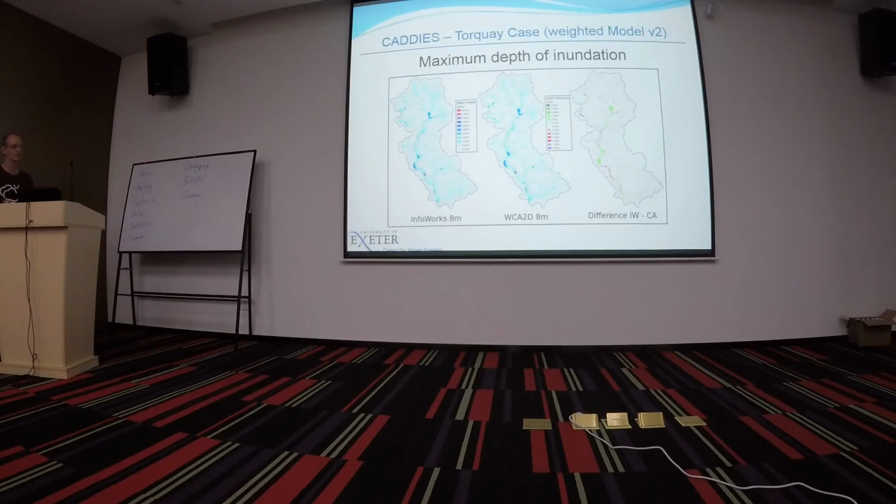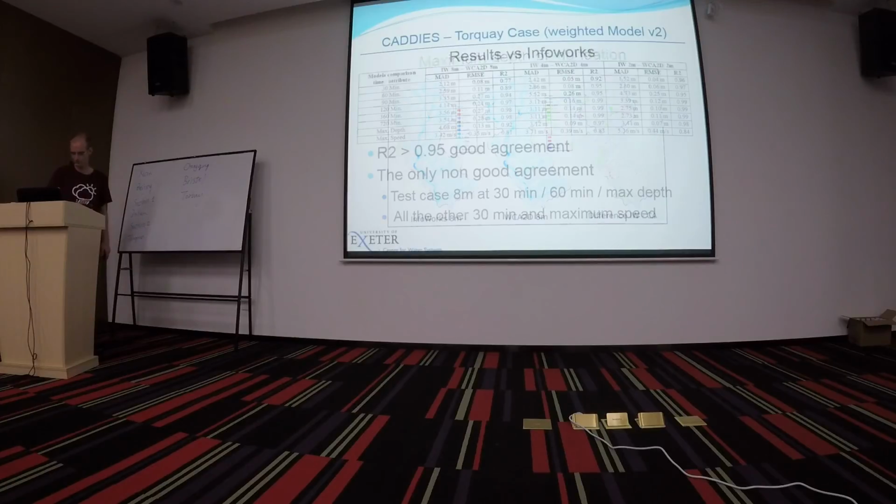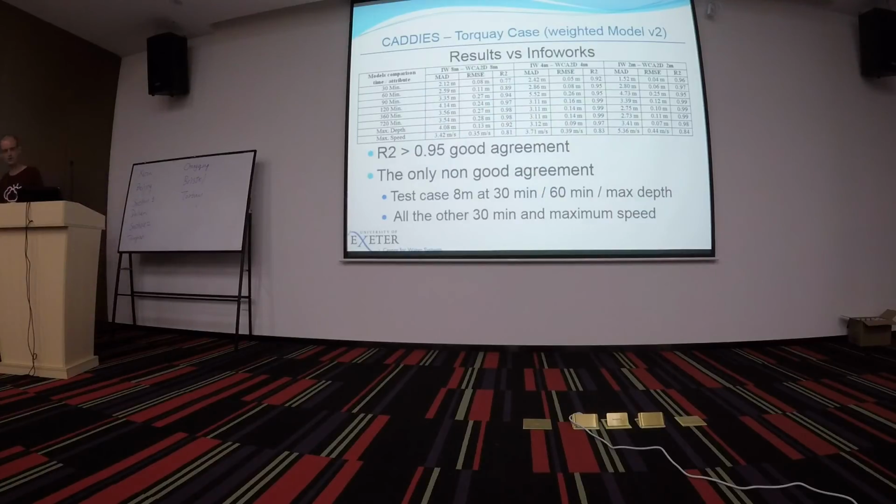Let's look at the differences between InfoWorks. It's as close to 8 meters as we can get because it is a regular mesh. It's not always going to be 8 meters, but as close and consistent as we can get compared to the 8 meter weighted model. And this shows the difference. There are always going to be some differences between different models, otherwise it would be the same model. Let's look at some actual statistics.